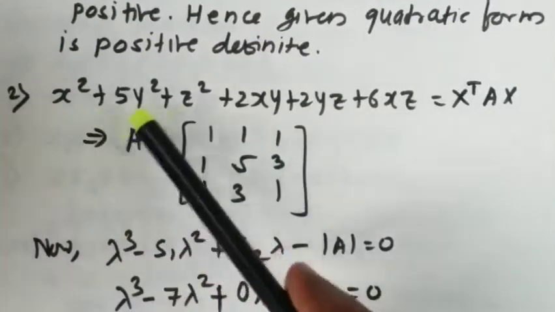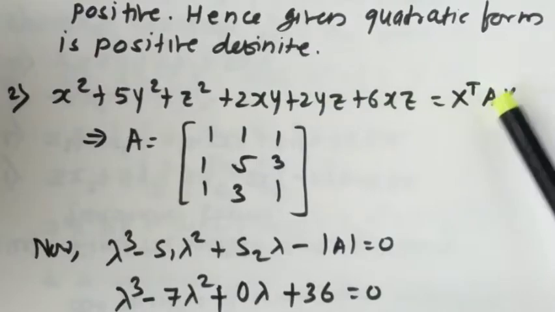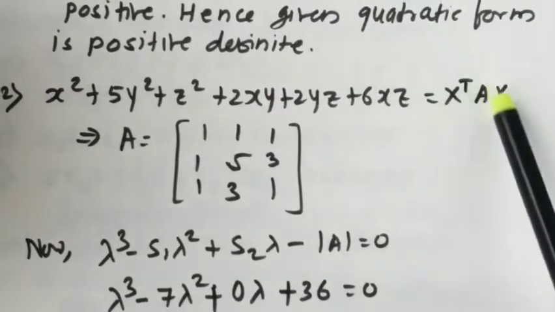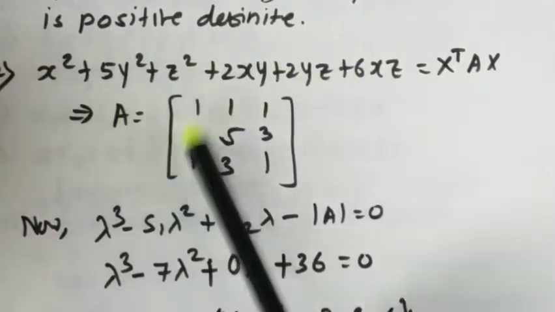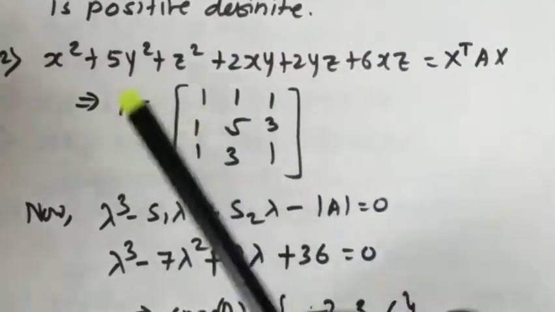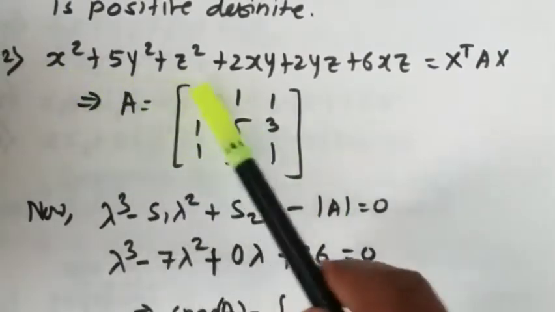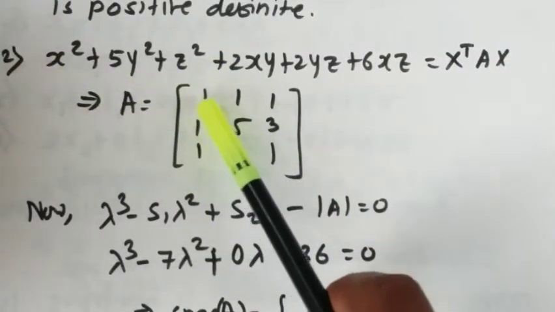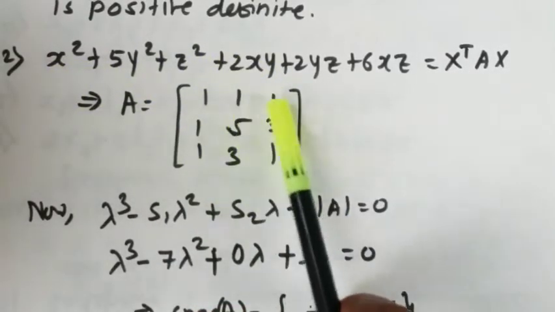Second example: x square plus 5y square plus z square plus 2xy plus 2yz plus 6xz is the given quadratic form. We denote it by x transpose Ax. Now from this given quadratic form, let us write the matrix of the quadratic form A. How do we write it? First we write diagonally the coefficients of x square, y square, z square, starting from x square: 1, 5, 1. All are plus.